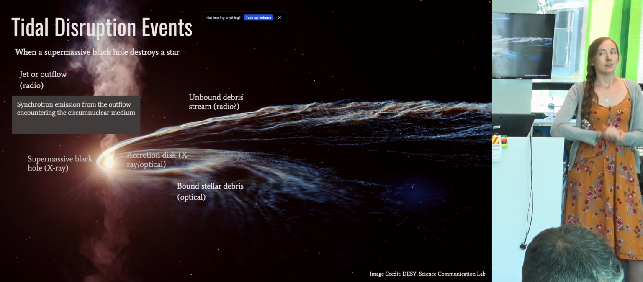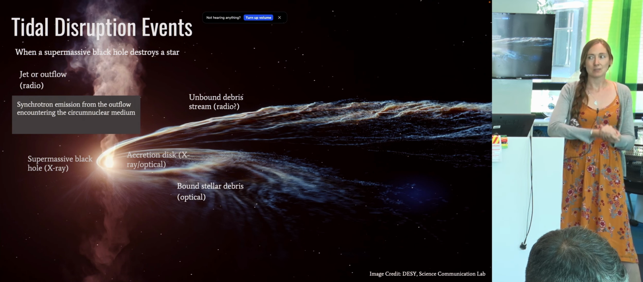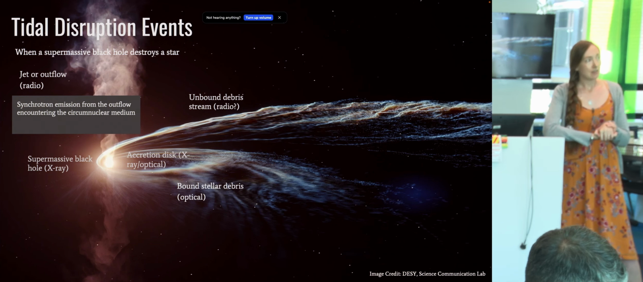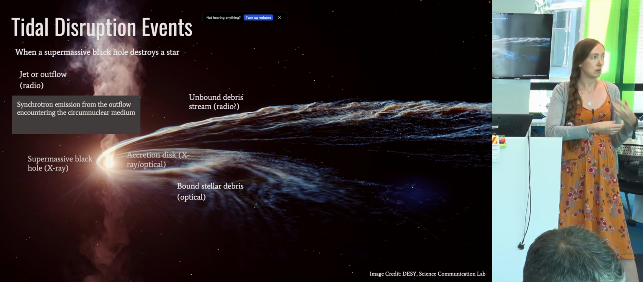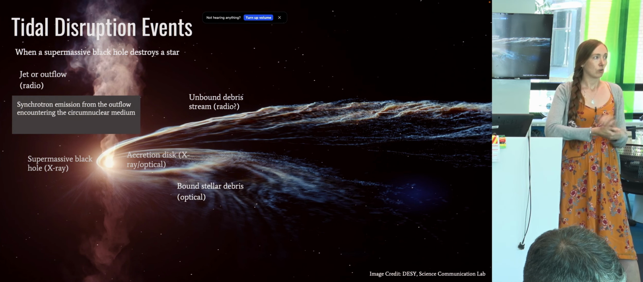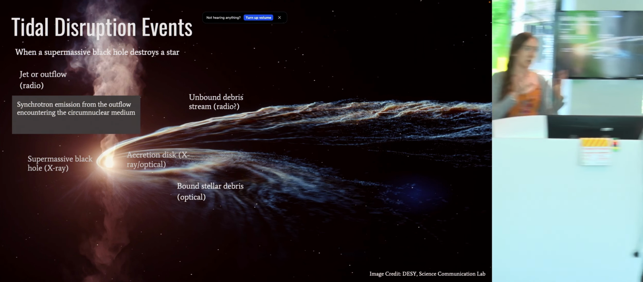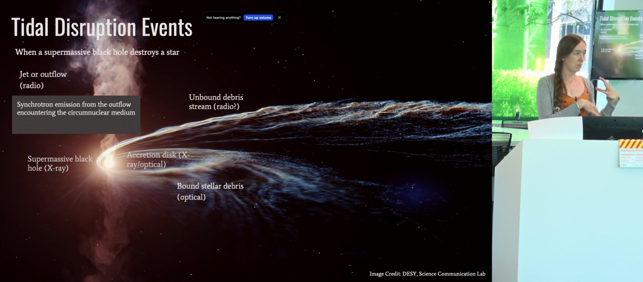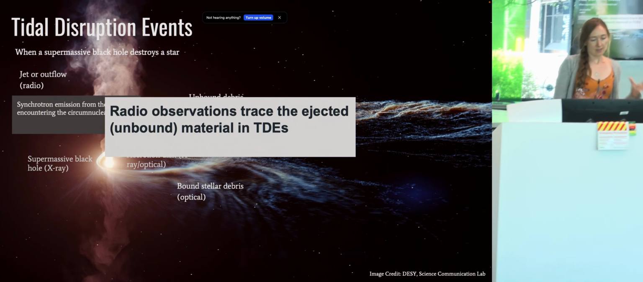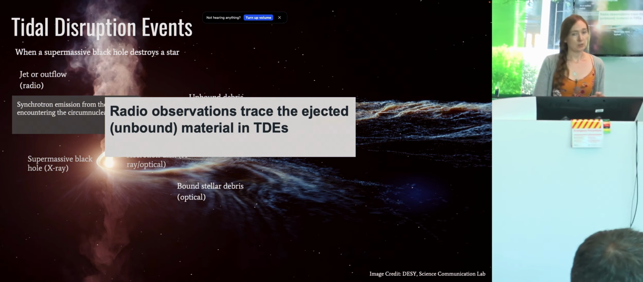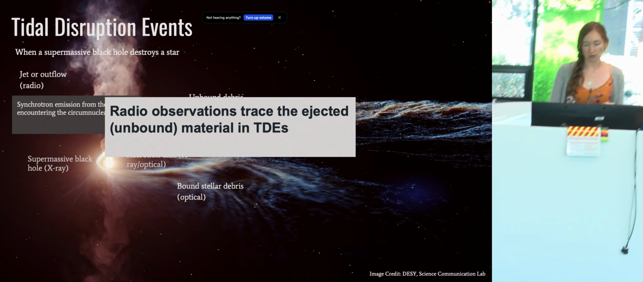Now, that form is hotly debated, so we will go through what the different types of outflows in these events could be. But the key thing is that whether it's a jet or some kind of other shaped outflow, it is driven by synchrotron emission in the radio. So we're going to go through what synchrotron emission actually is, but it's effectively electrons in the outflow interacting with the circumnuclear medium via shocks and producing radio emission. So the key thing is that radio observations trace the ejected material, which is about half of the star. So there's a lot to be probed using radio emission.